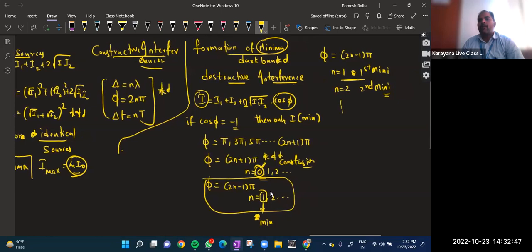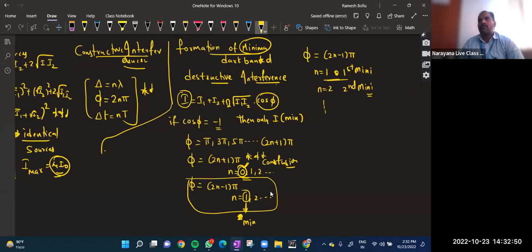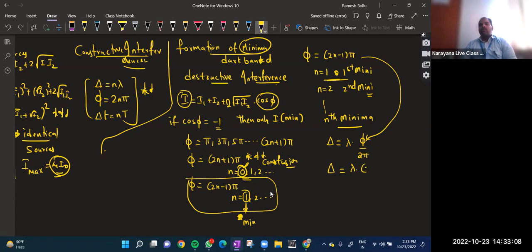Then what is the path difference to form nth minima? Who will tell the path difference formula? Lambda into phase difference by 2 pi. Yes or no? Pi value substitute here. So the path difference between the two light waves to form nth minima is lambda into 2n minus 1 into pi divided by 2 pi. Pi cancels out. Path difference equals 2n minus 1 into lambda by 2. So star mark means I am requesting you all to kindly remember at your fingertips. And n will start from 1, 2, 3 and so on.